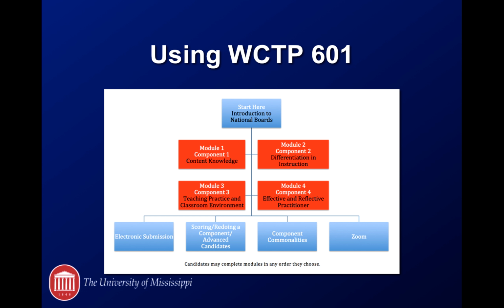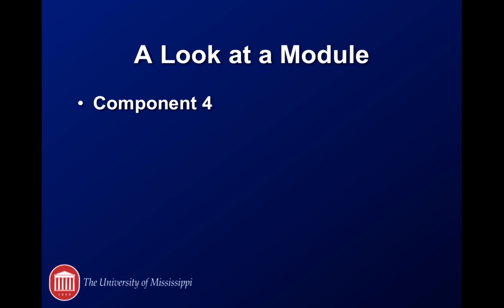Let's talk a little bit about WCTP 601. This is just a graphic of the course. Start Here, there's a module for all 4 components. Then there are additional modules for electronic submission, scoring, redoing a component, advanced candidates. Absolutely everyone should work through that to understand how components are scored, component commonalities, as well as Zoom.